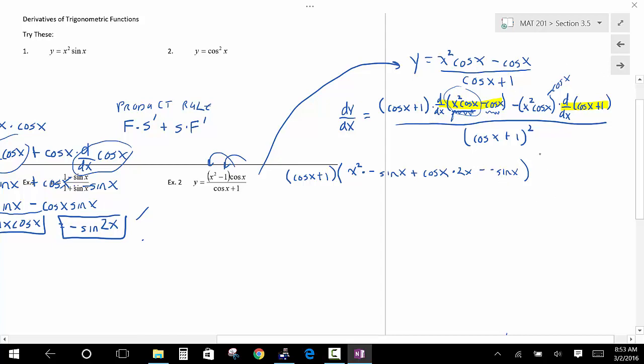Now we're going to do the rest of this, so we're going to bring down this minus. That's going to be x squared cosine x. Now, this one's not too bad. What's the derivative of cosine x plus 1? Negative sine x. The derivative of cosine is negative sine x. Okay, so we have that, and then that's all going to be over the bottom squared, like that.